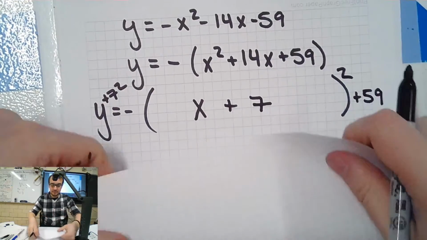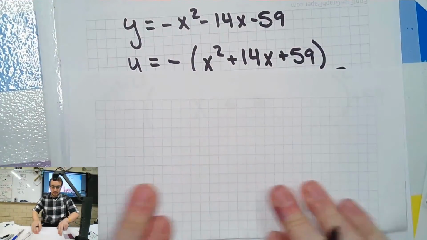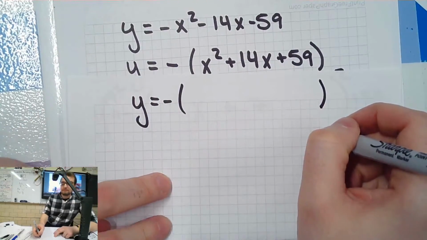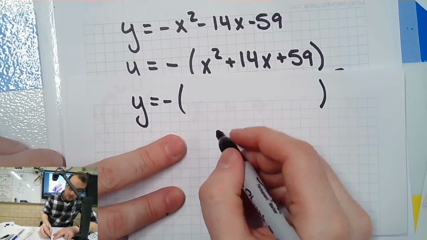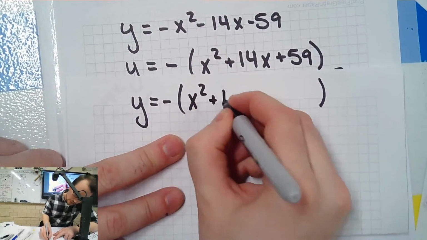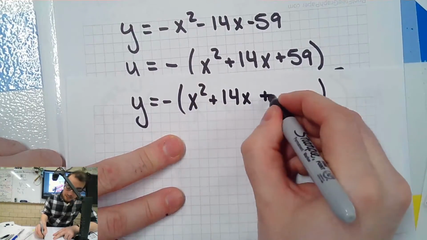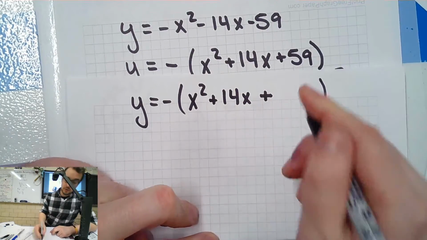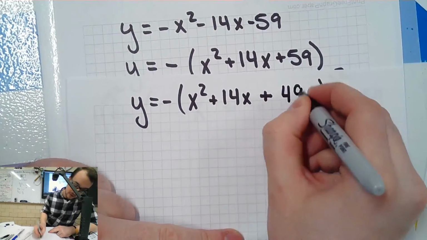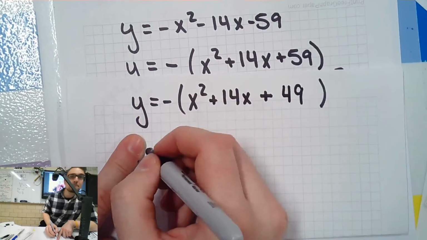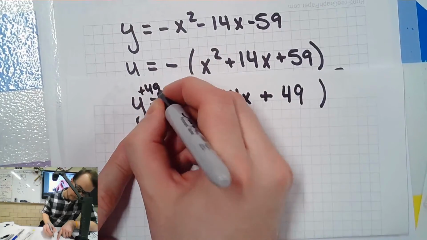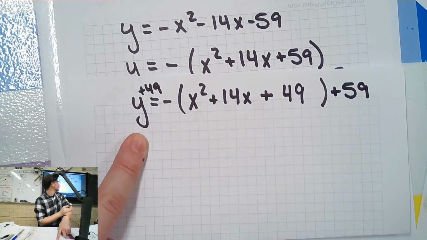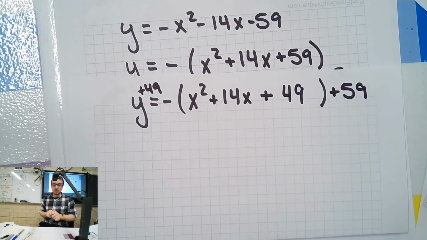I'll slow that down. When we do our rectangle, we're going to have x squared plus 14x plus half of that squared. What's half of 14? We square it, we get this. We have to add 49 to both sides, right? Why is there a 49? 7 squared.